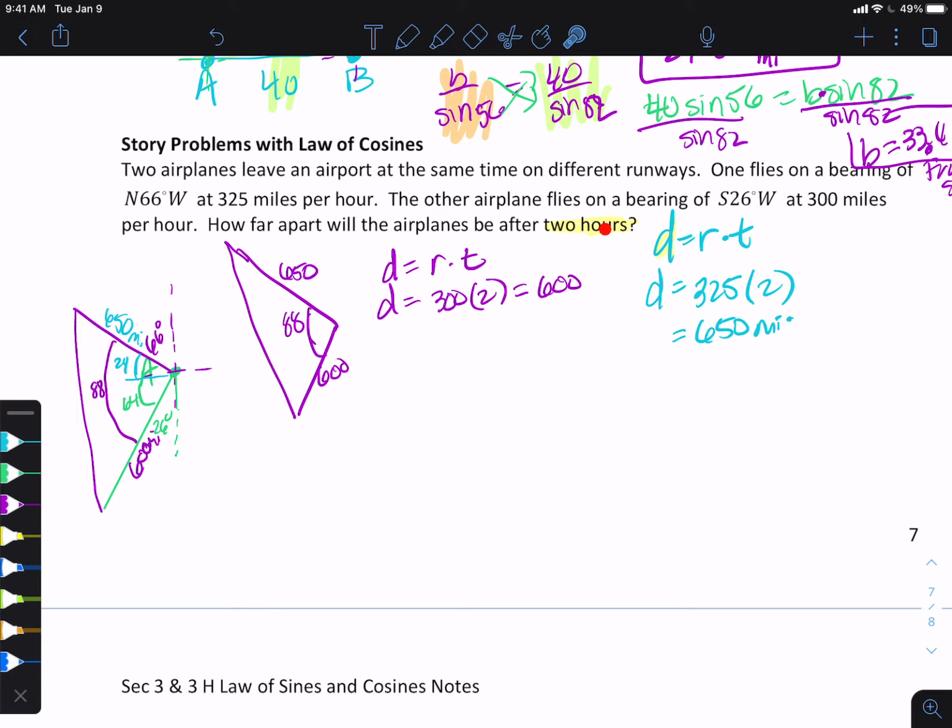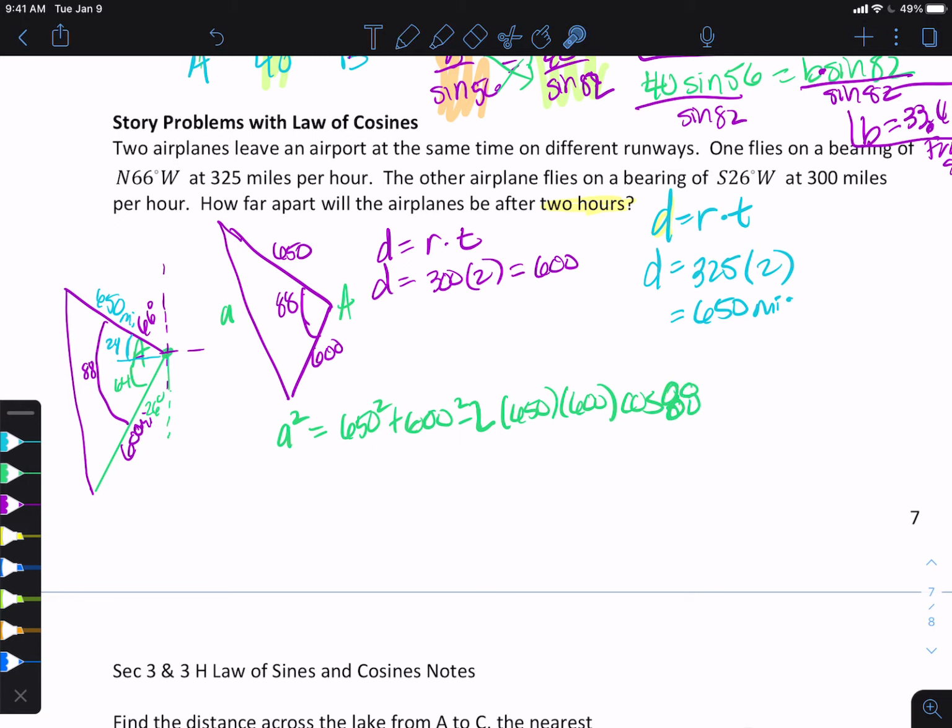It's asking how far apart the airplanes will be after 2 hours. So that means we're finding this distance. Because this was the airport, this is side A. If we're finding side A, that means I want A squared. Then I need the two other sides that aren't this one, so the 650 and the 600. So 650 squared plus 600 squared minus 2 times those two sides, times the cosine of the angle opposite this side. So this one is 88.